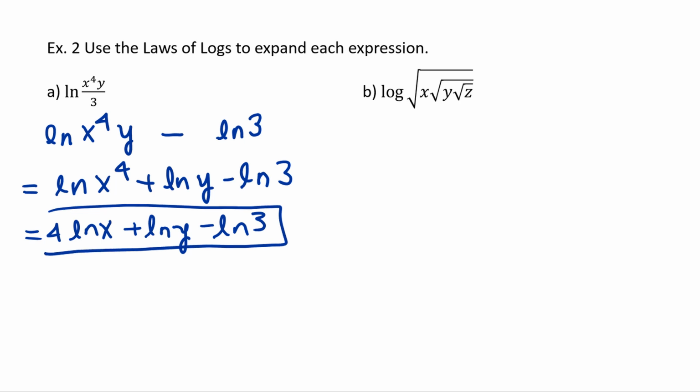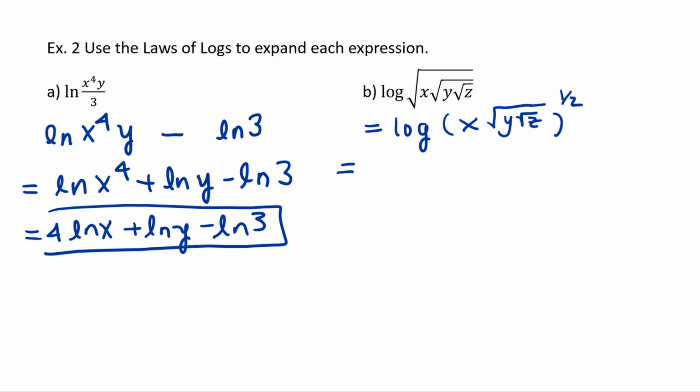Part B. The common log of the square root of x times the square root of y times the square root of z, all nested. I will do this problem using the parentheses rule from outside in. So the first step would be to re-express this as the log of, and where I have the square root of x, I'll rewrite that as x to the power of 1/2. And it is still multiplied by the square root of y, and within it is multiplied by the square root of z. Let's use the property that lets us write the exponent as a coefficient.